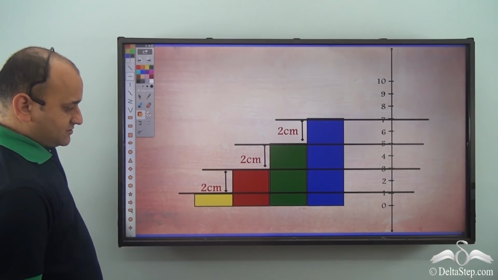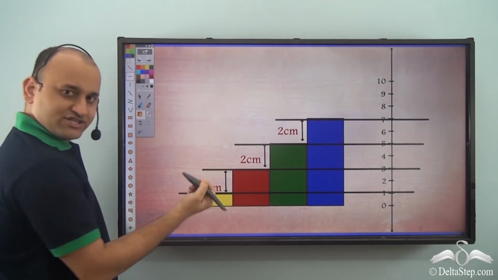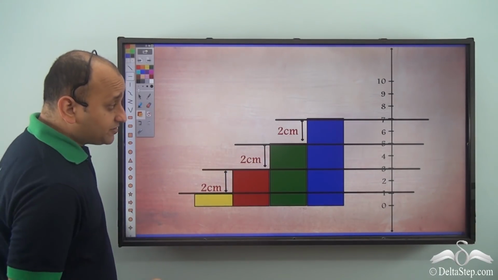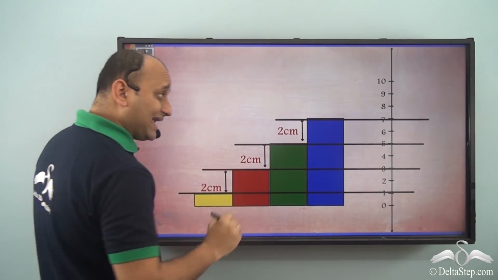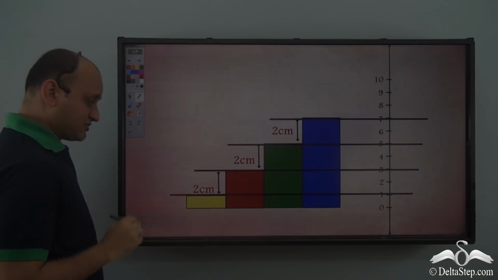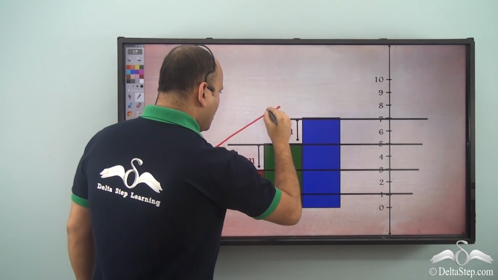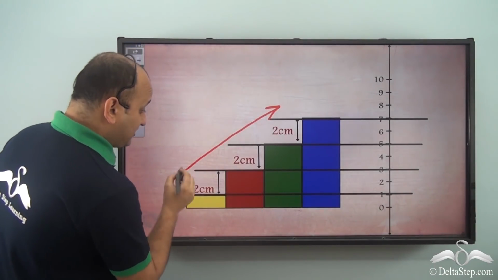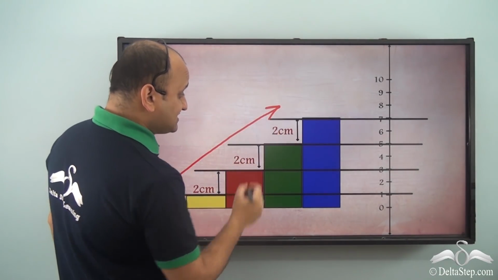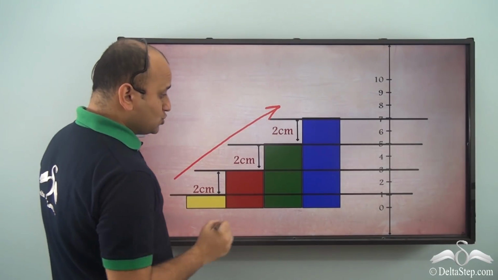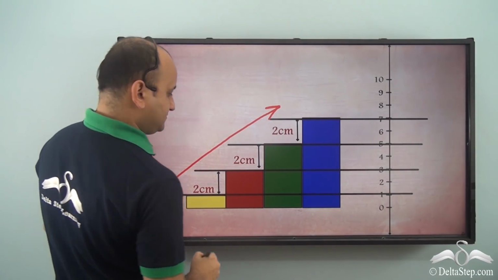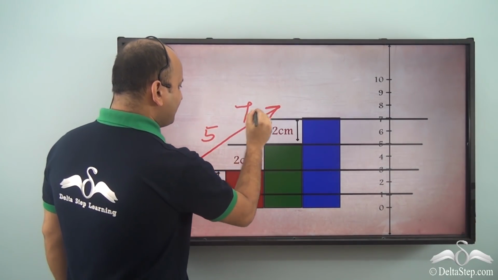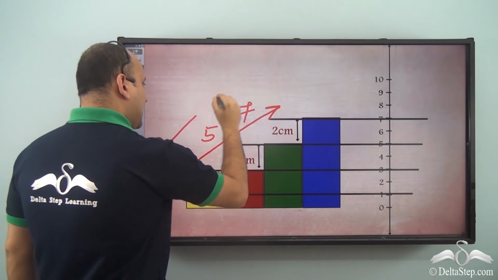So what is the difference? Well, between 1 and 3, it's 2 centimeters. Between 3 and 5, again the difference is 2 centimeters. And between 5 and 7, again the difference is 2 centimeters. So, what type of series can you see? Well, definitely the difference between consecutive members of this series is constant, that is 2 centimeters. So 1, 3, 5 and 7 are in AP.